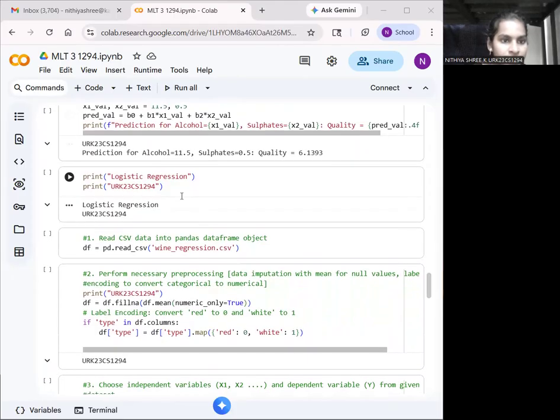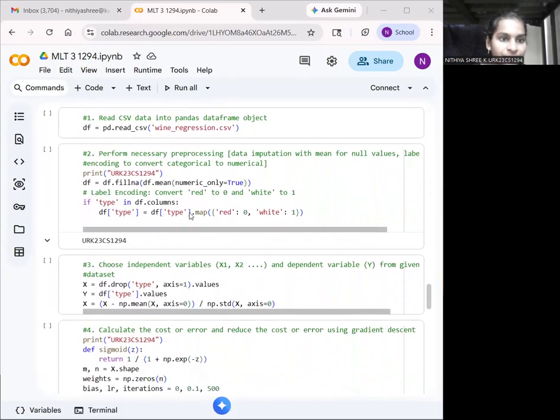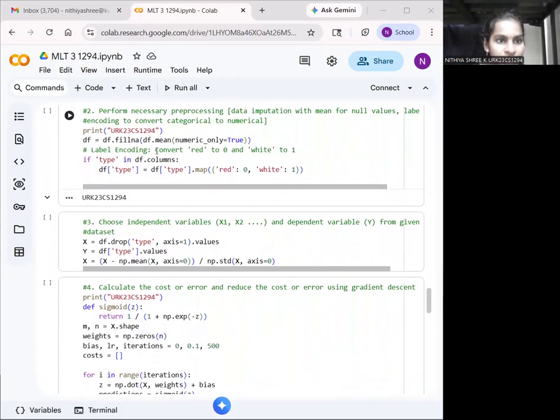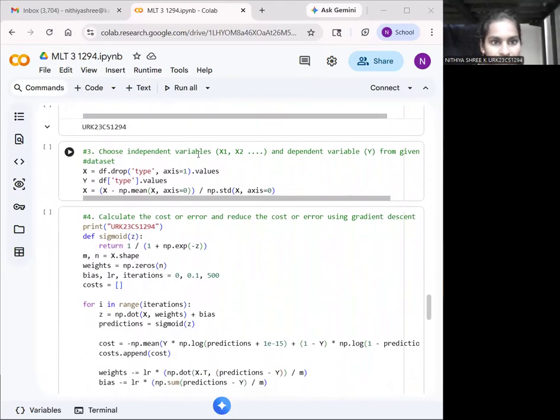And then logistic regression. For logistic regression, in the same way we are going to upload the dataset CSV file, and then find the null values and missing values. Choose the independent variables x1, x2. Here, the independent variables are more than 2 or 3 and the dependent variable is exactly 1.